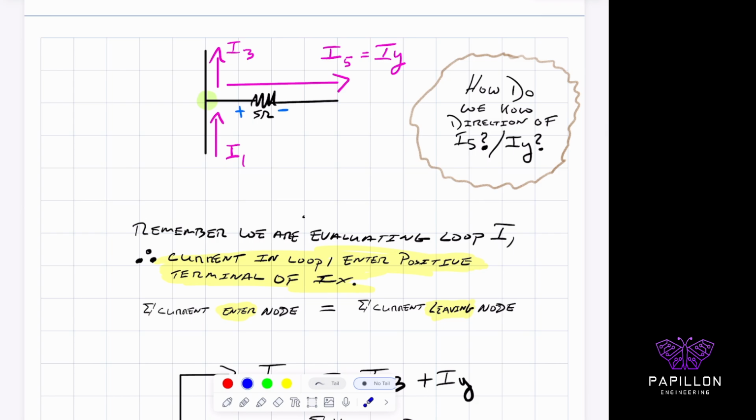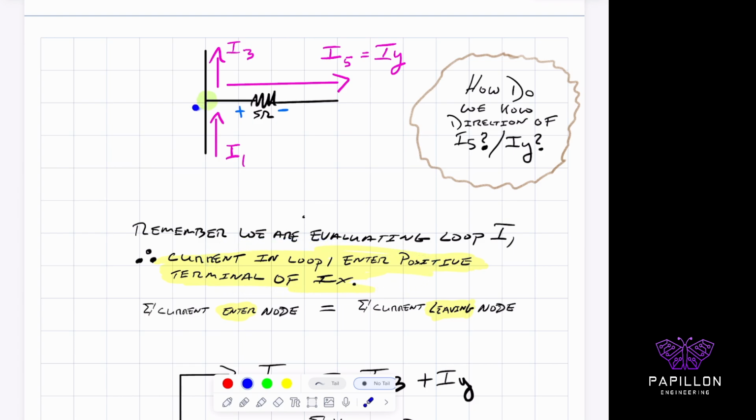So here's our goal. How do we know the direction? I'm going to give it a name. We already called the first loop I1. We call the top loop I3. But the current across the 5 ohm, we can give it a name, because it's not just nothing, it's something. I can temporarily call it whatever I want, but for logical reasons I'll call it I5, or I could also call it IY. And remember that it's a current going in the opposite direction, so I put it over here.